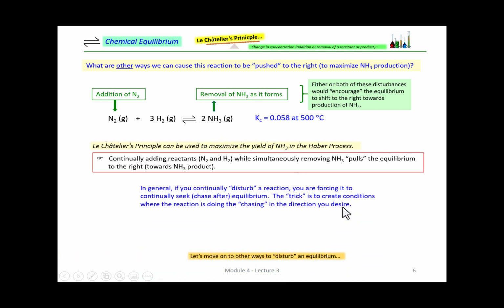In general, if you continually disturb a reaction, in this case by continually adding reactants and continually removing the product, what you're doing is you're forcing the reaction to continually seek or chase after equilibrium. The trick is to create conditions where the reaction is doing the chasing in the direction you desire. Now let's move on to some other ways to disturb an equilibrium.